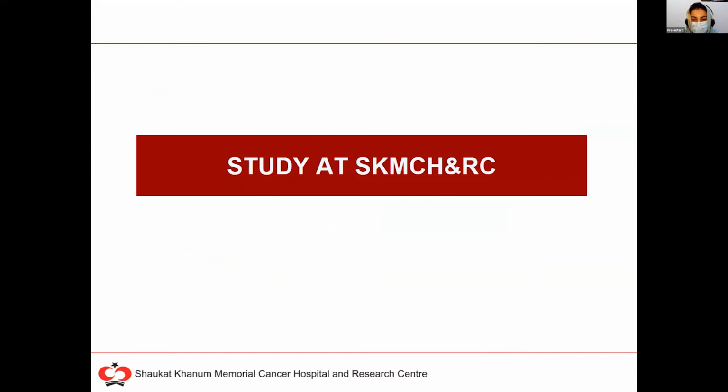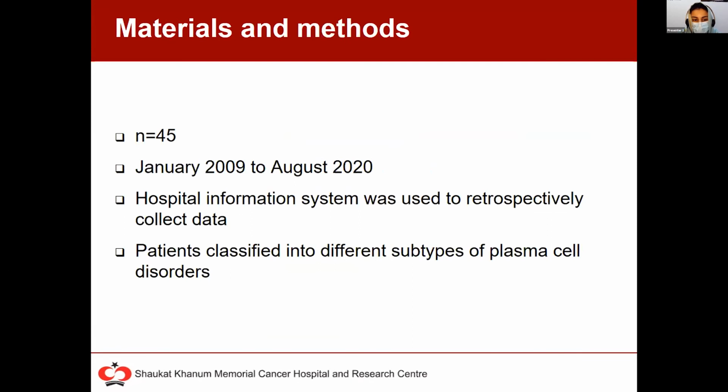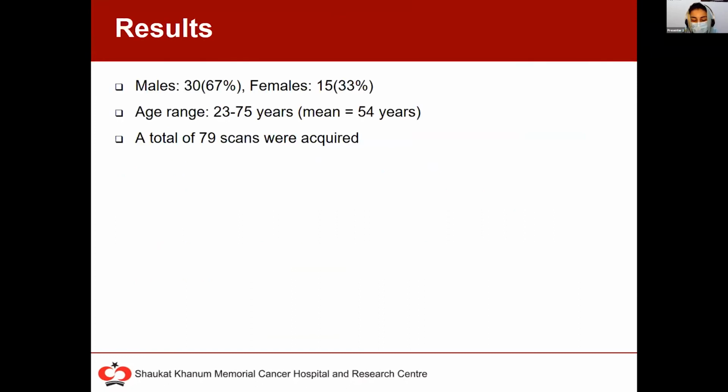The objective of the study at SKM, done by our team, was to determine the role of F18 FDG PET-CT in the diagnosis and management of plasma cell disorders. The total number of patients was 45 over almost 11 years, from January 2009 to August 2020, and the hospital information system was used to retrospectively derive all the data. Male patients were more than females, and the age range was 23 to 75. A total of 79 scans were required.